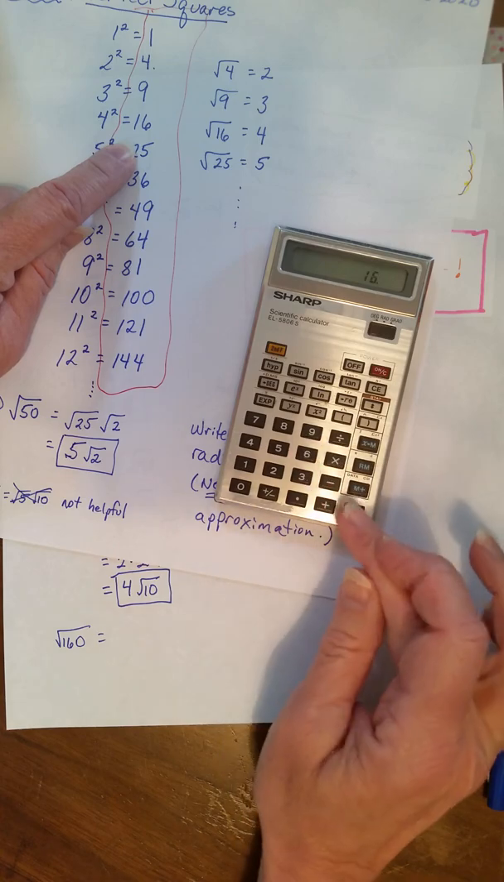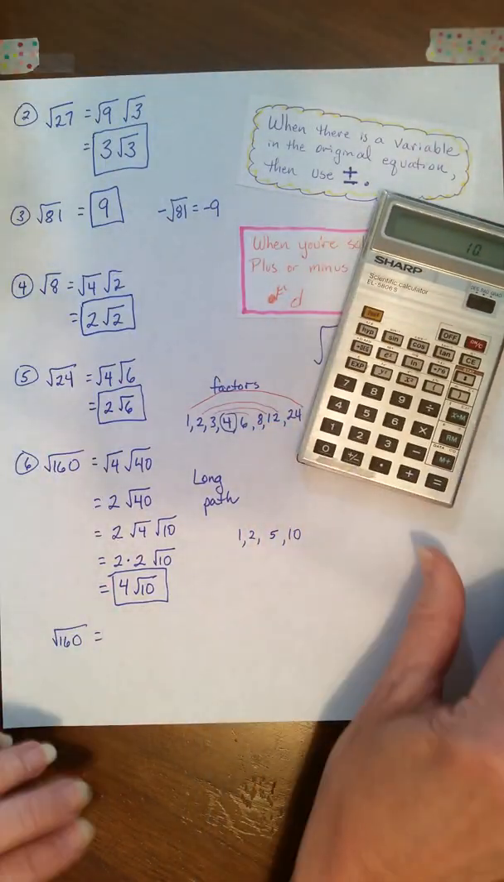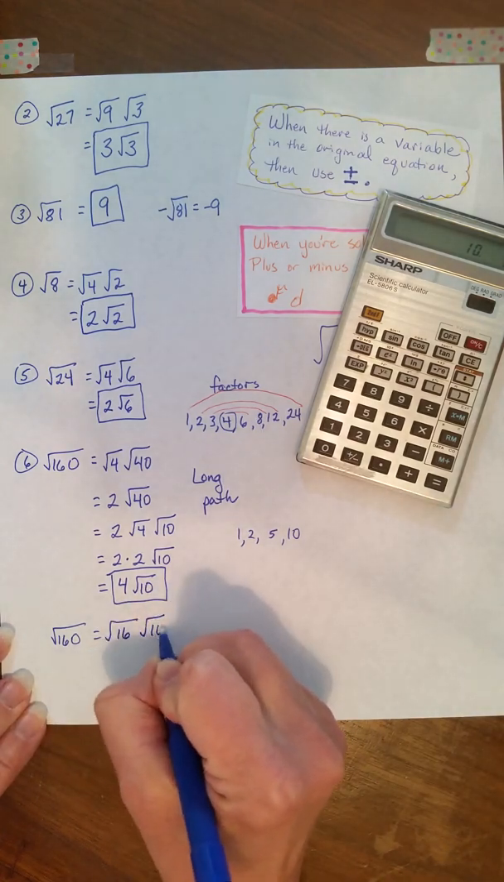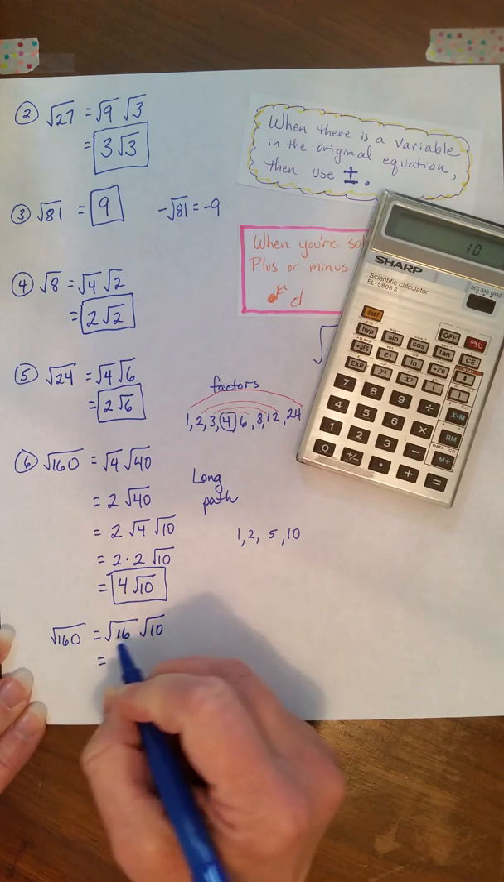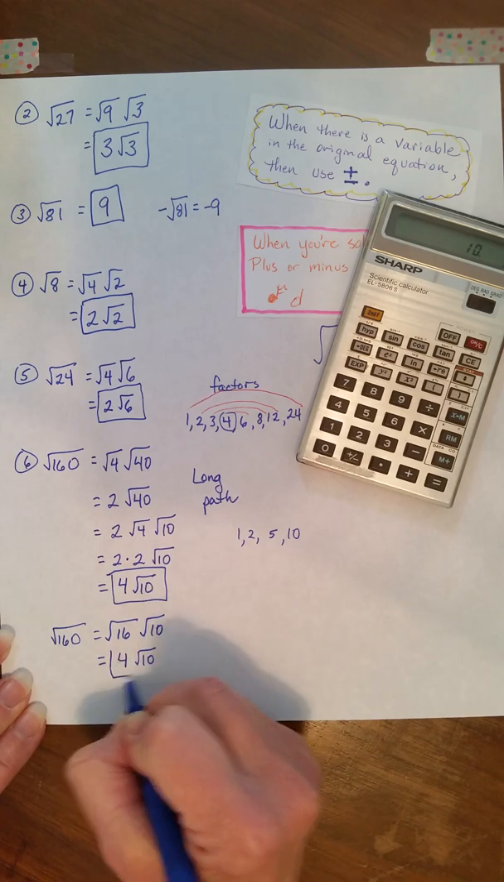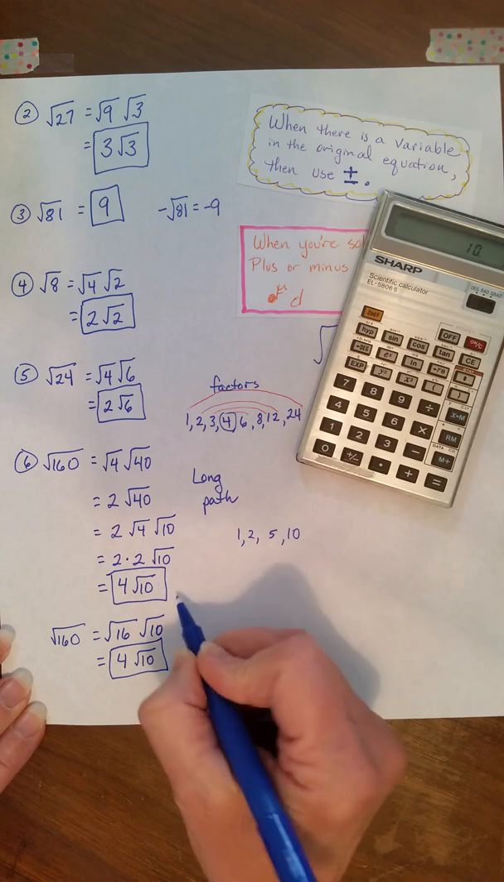And you're probably already saying, yes, 16 times 10, and you're right. So 160 can be split up as 16 times 10. Now, we know the square root of 16, that's a perfect square. The square root of 16 is 4, and we're left with the root 10. See how we got the same answer?